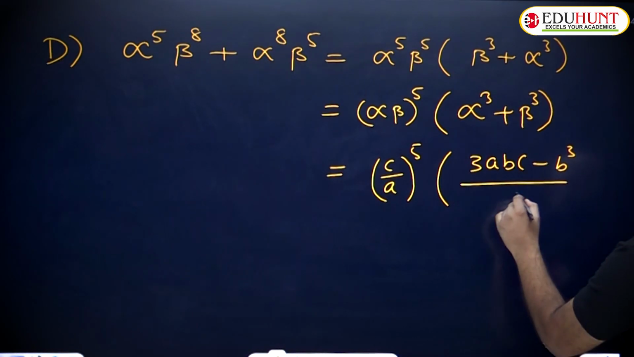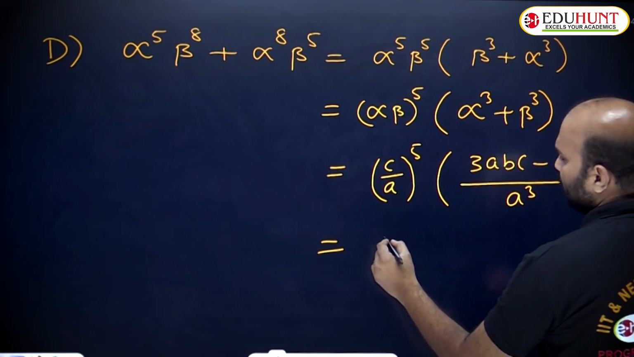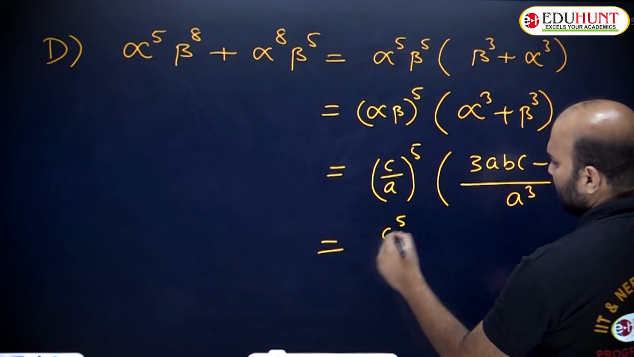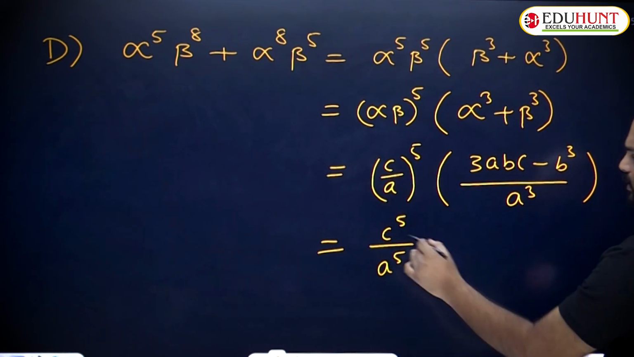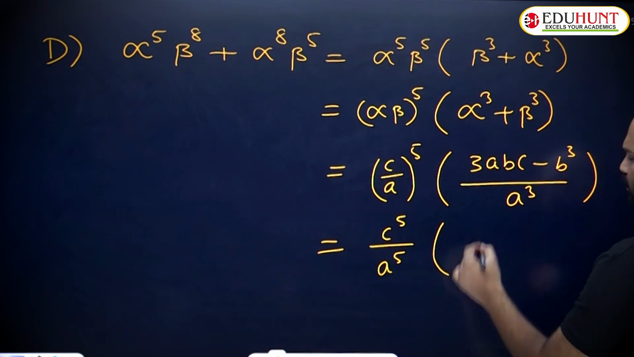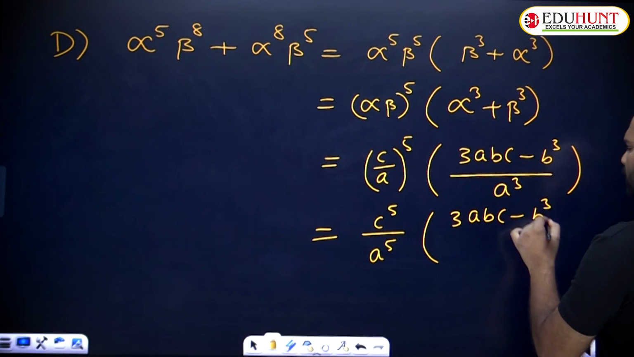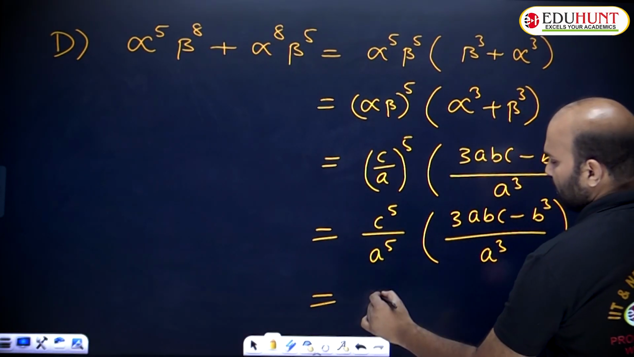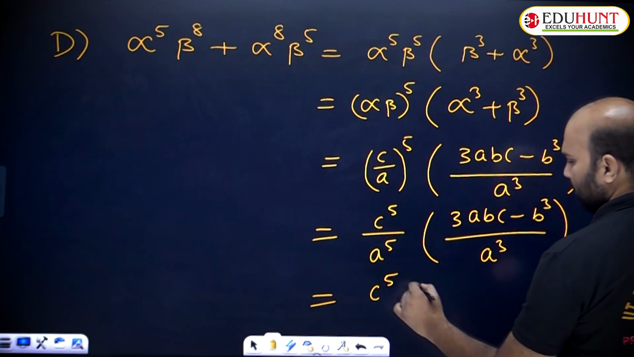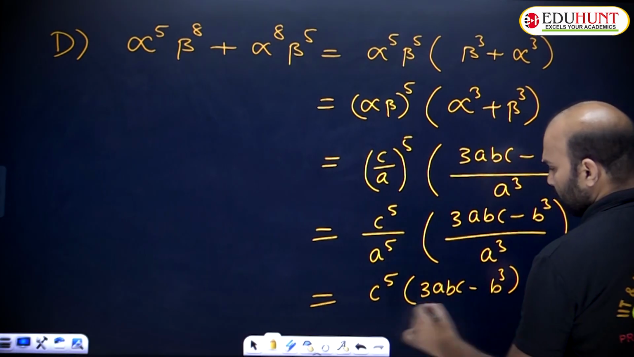So (c by a) whole power 5 can be written as c power 5 by a power 5, into 3abc minus b cube by a cube. Am I clear? So it can be written: numerator c power 5 into 3abc minus b cube, and what is the denominator?